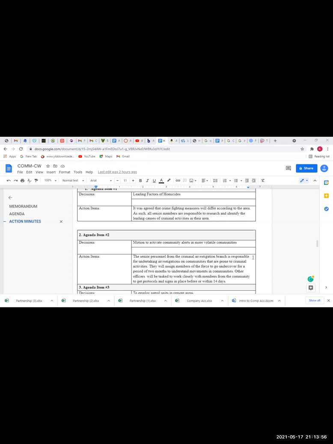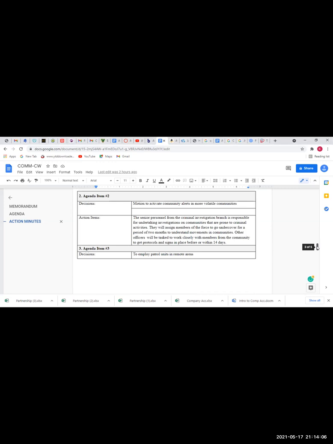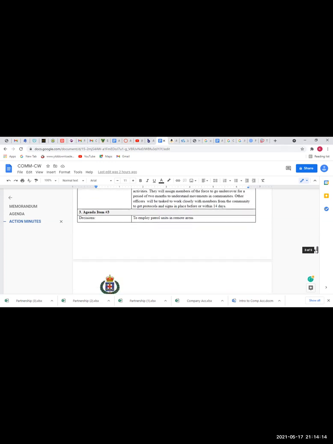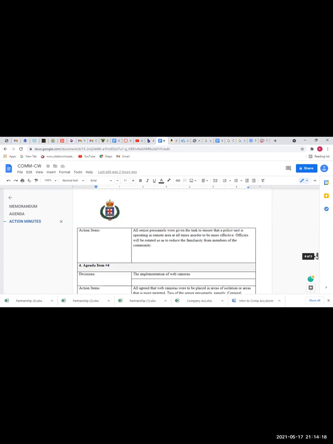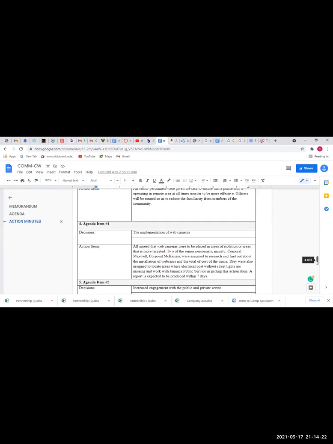Yes, scroll down for me. Oh, don't move yet. Action. All right. I know, scroll for me. I know exactly what is wrong because it was actually in the day groups. All right, scroll for me. So this one, to employ patrol units in remote areas, scroll for me. Let me see the action. All senior personnels, all right, to implement web cameras, scroll for me. All right, let me tell you what is wrong with these minutes.